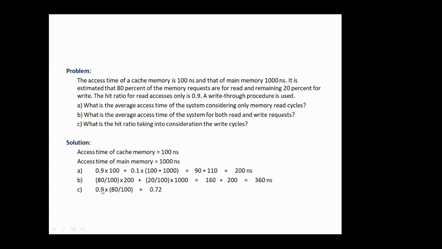So this 0.9 is for read. Since the read is only 80% of the whole, 0.9 into 80% will be the total hit ratio, which comes out to be 0.72.